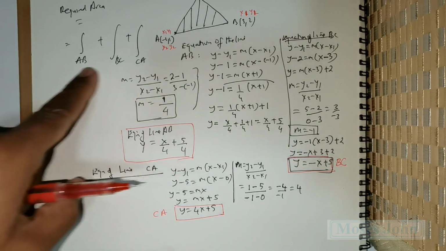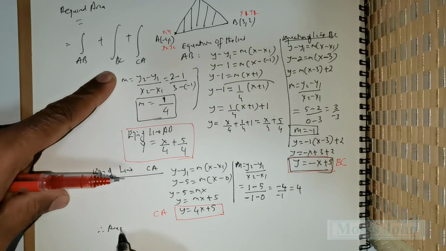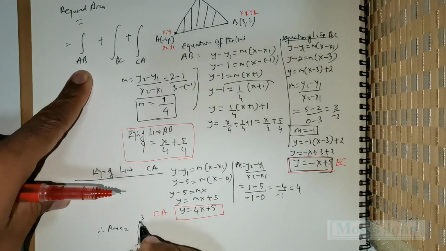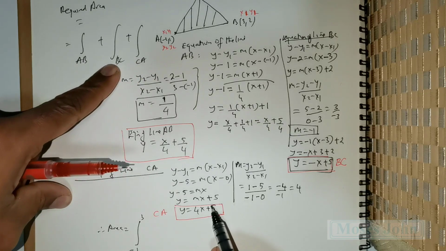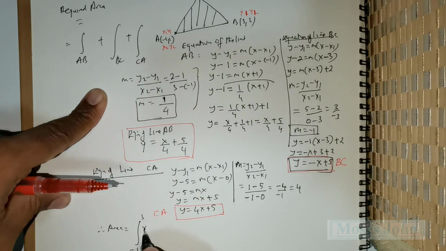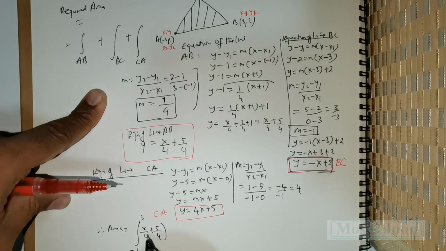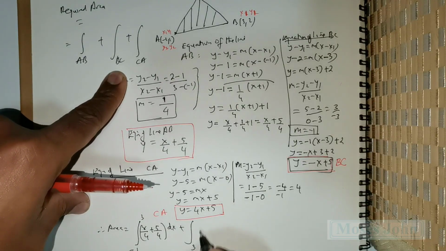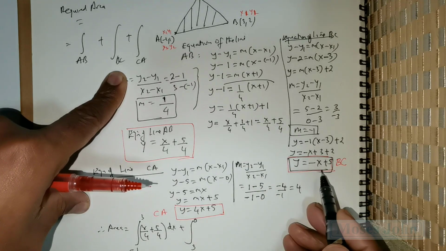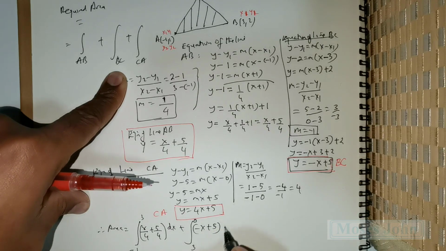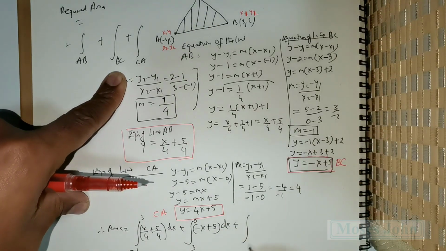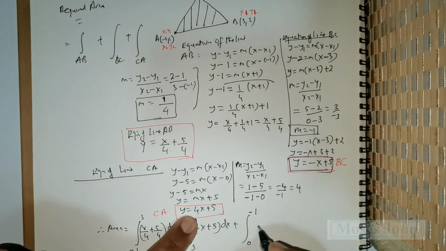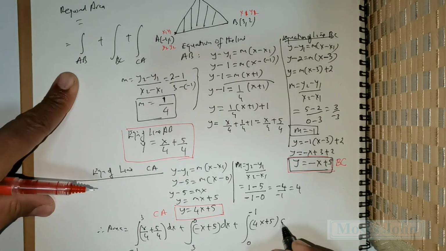So we would use this formula, the required area. Therefore, area is equal to the integral over AB, where x varies from negative 1 to 3, and the equation of the line AB we have got is x divided by 4 plus 5 over 4, times dx, plus the integral over BC. Now BC, x varies from 3 to 0, and the line that we got for BC is negative x plus 5, times dx, plus the integral over CA. Now CA, x varies from 0 to negative 1, and the equation we got was 4x plus 5, times dx.